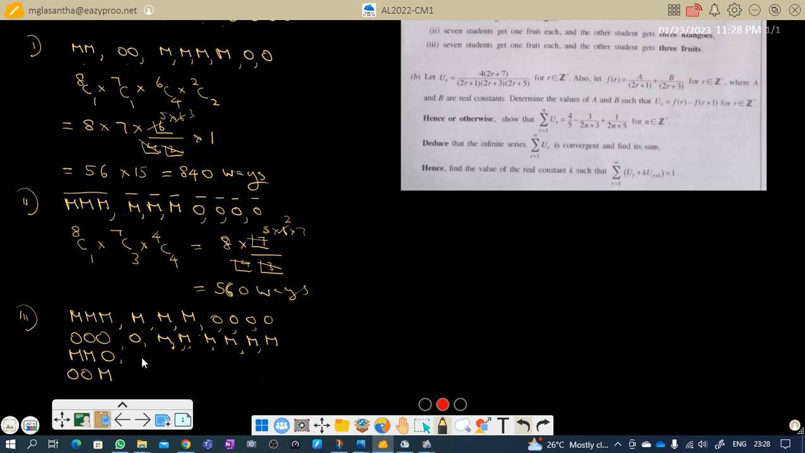There are 8 students, you have to set parcels like this. M, then this single parcel, then there are another 4 M's and 3 O's. Then for this one, there are another 2 O's and 5 M's, like that. So if you take this under each of these cases, you can take the number of ways.